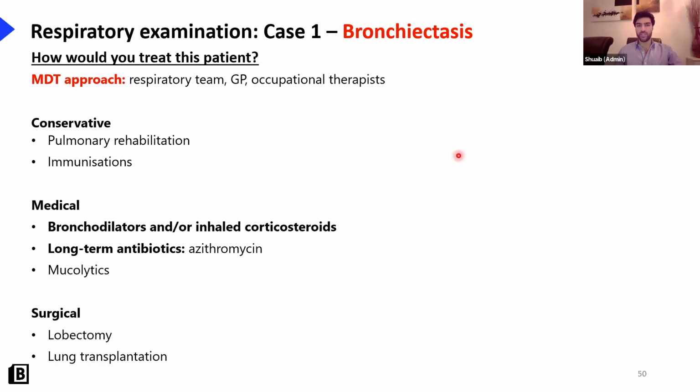The key thing is you don't necessarily need to know every single word on this slide, but what you do need to know is MDT approach, conservative, medical, surgical, and that will get you far.